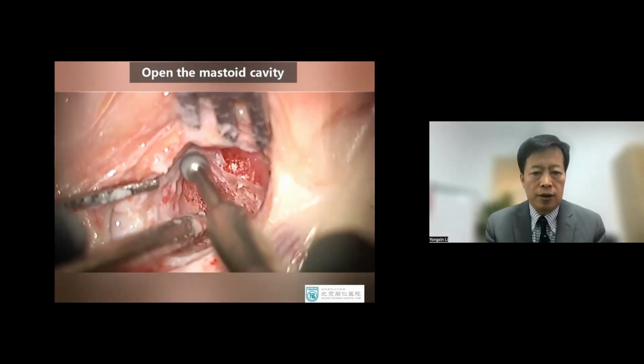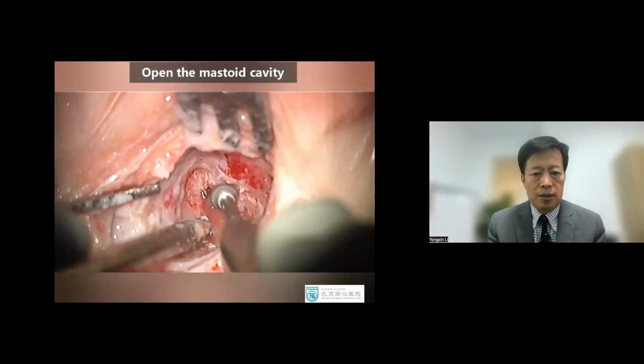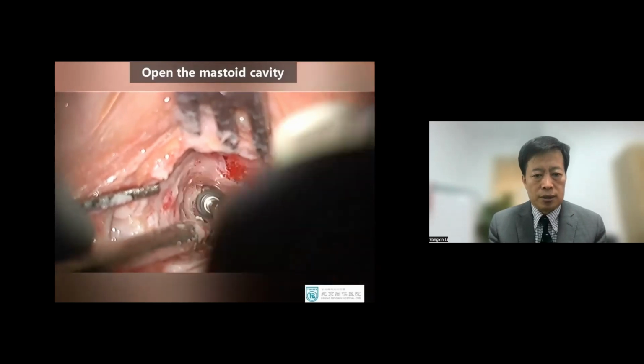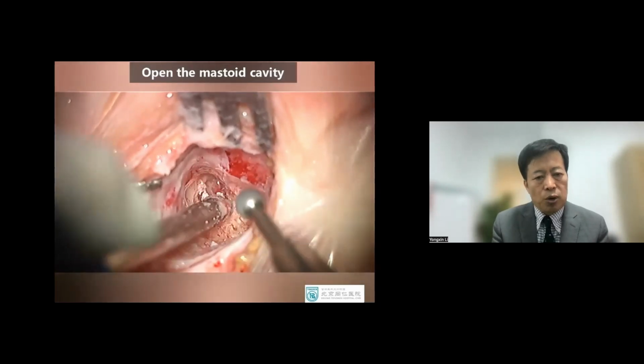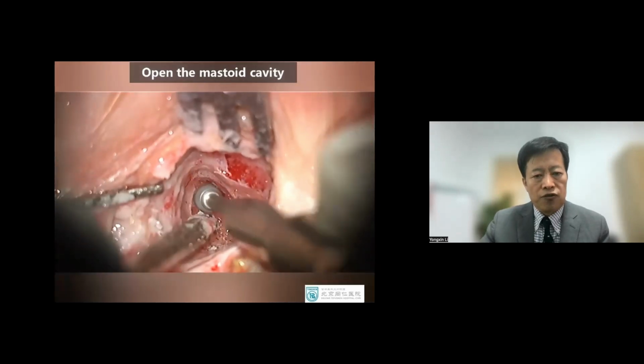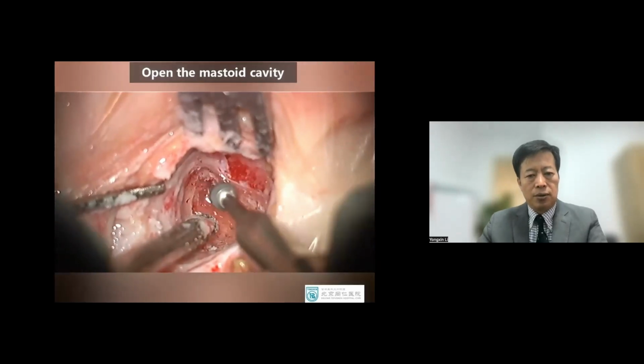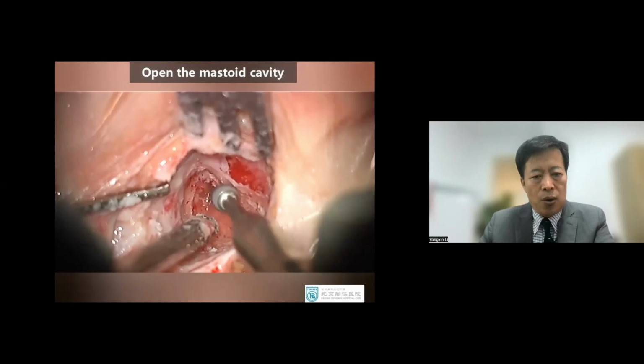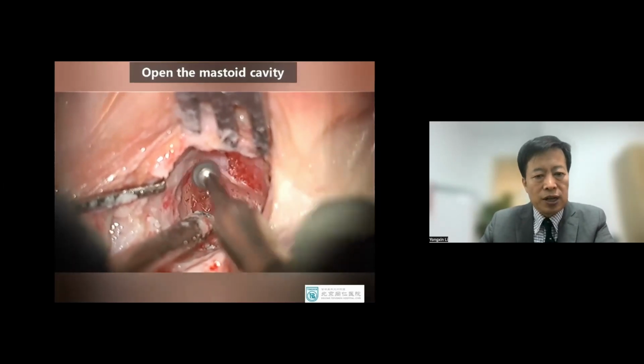For severe inner ear malformation, the mastoid is easy to open. But after we open the mastoid, we find the entrance. Then we try to locate where the place for the common cavity is.